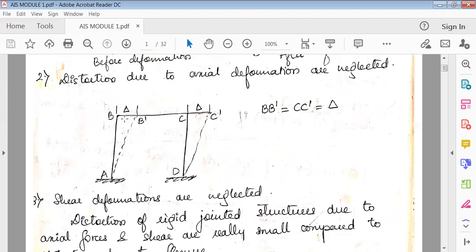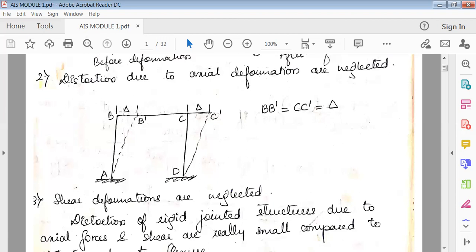If you apply a force like this, a sway force at B, obviously because A and D are fixed, they will not move. So the only joints which move are B and C. You can see here B changes from B to B dash, C changes from C to C dash, and the horizontal movement between them is the same. So BB dash is equal to CC dash, and this is delta. This is the horizontal displacement, also called the horizontal distortion.